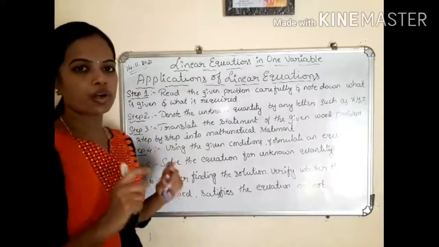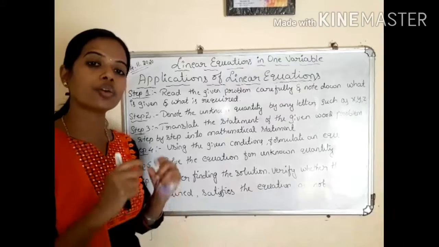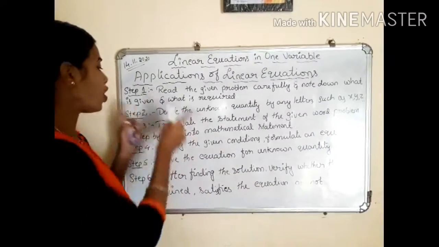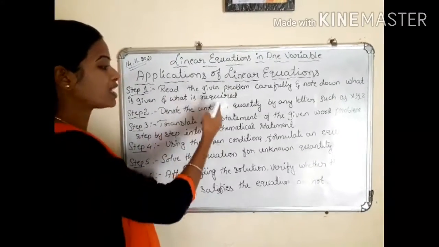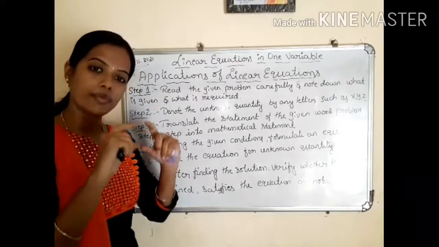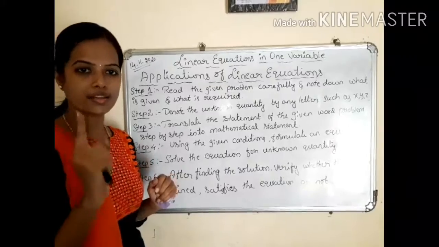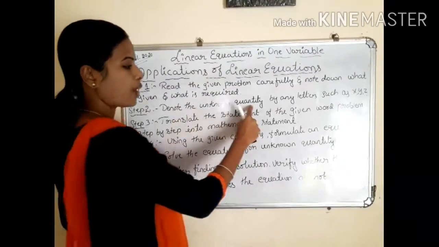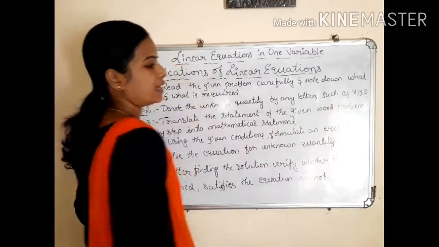The word problem, what they have given, you have to read carefully, one or two times. You have to identify what is given and what is required, nothing but what you have to find. You have to clarify that by reading the question properly one or two times. That is the first step. In the second step, denote the unknown quantity by any letter such as x, y, z.